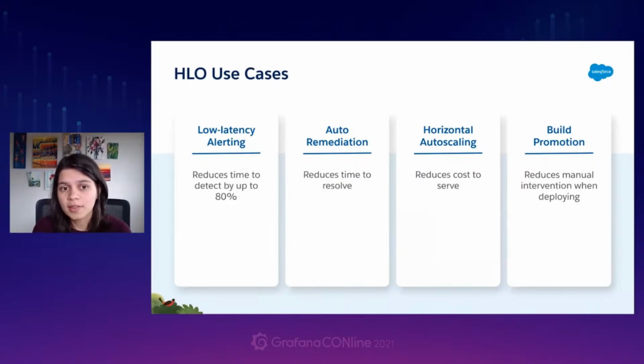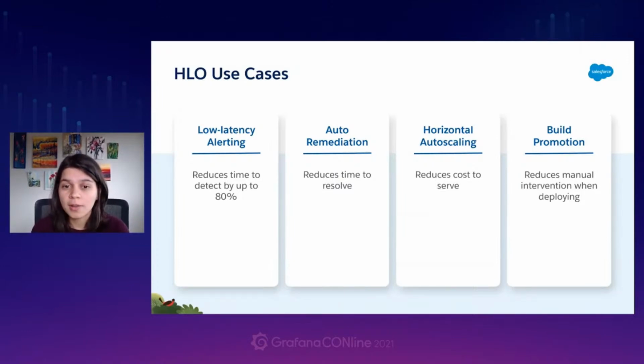So the biggest is the ability to provide low latency alerting. Since HLO runs as a part of the Kubernetes cluster, it eliminates multiple hops and can provide sub-minute alerting capabilities. So this has helped us reduce our mean time for detection and mean time for resolution by almost up to 80%. It also helps with auto remediation.